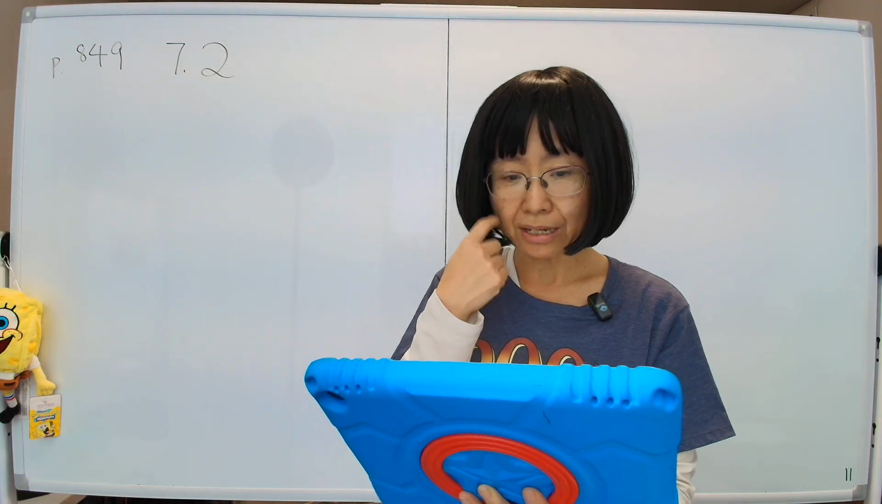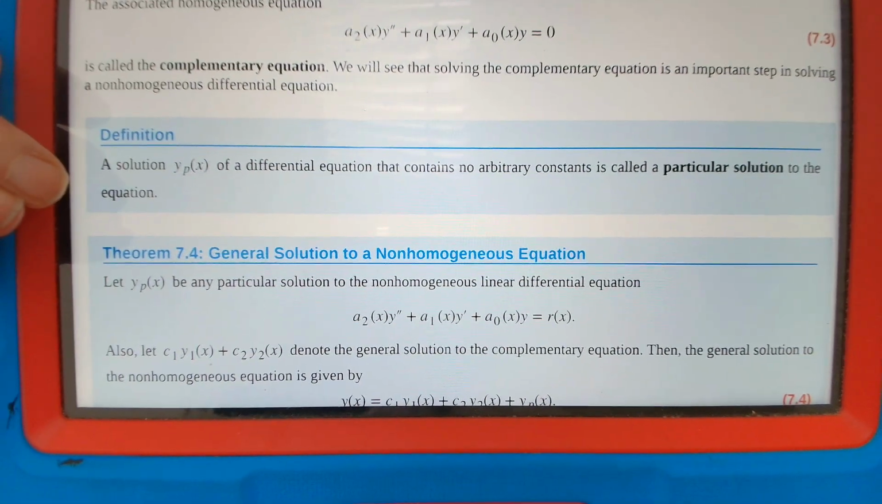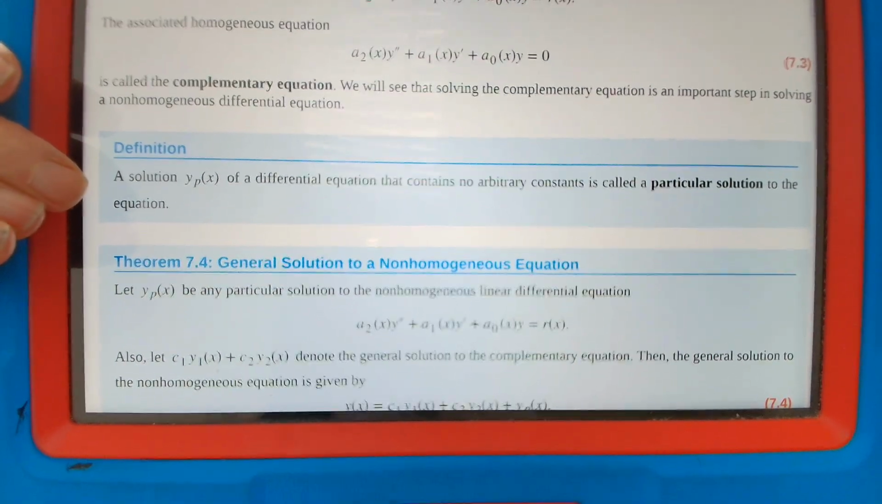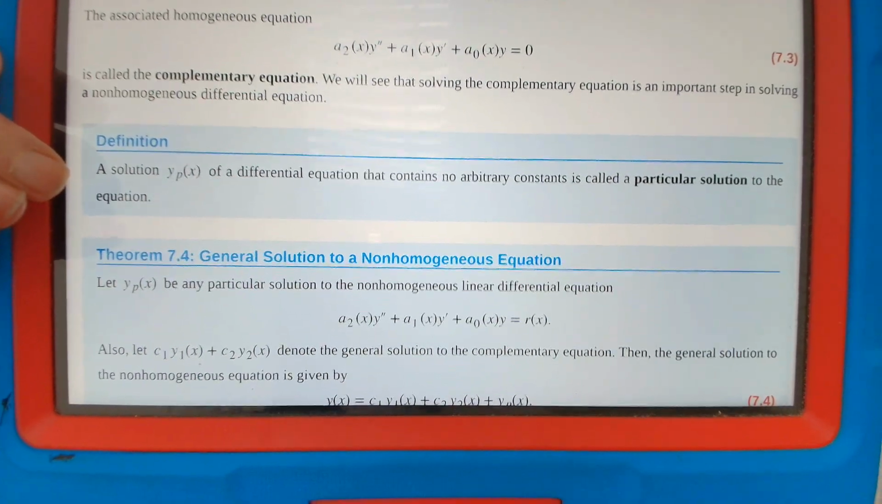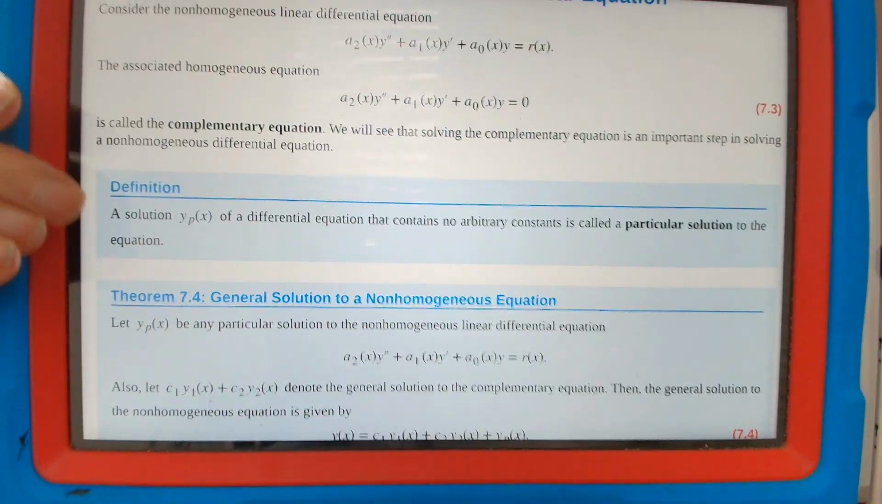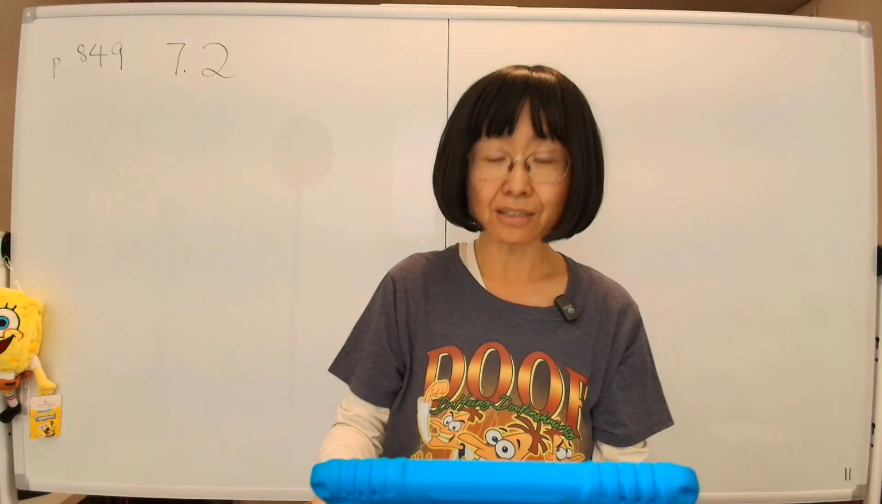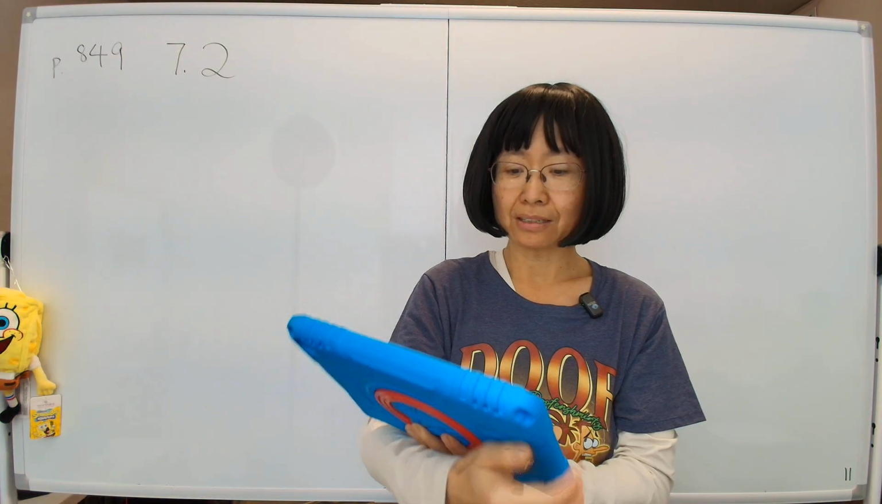The way we do it is first, we will define something called yp of x. Check out this definition, where yp of x is called a particular solution because it is a solution that contains no constants and it is a solution to this thing. Let's say we found something that does work for this. That's called a particular solution. And then we're going to look at theorem 7.4.